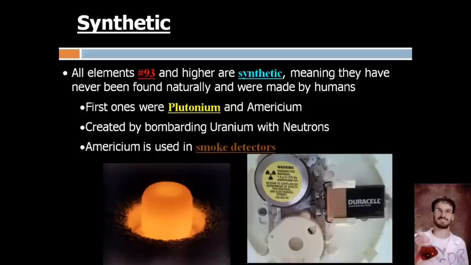So if you get a bunch of dusty stuff in the air, you'll set off the smoke alarm because it'll kind of block that little bit of radiation.